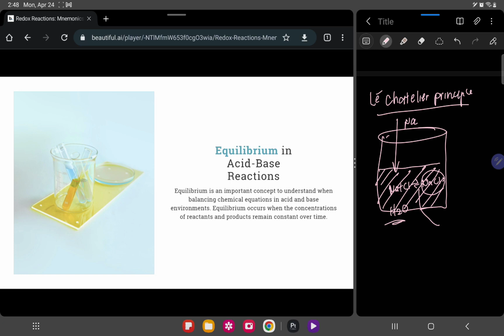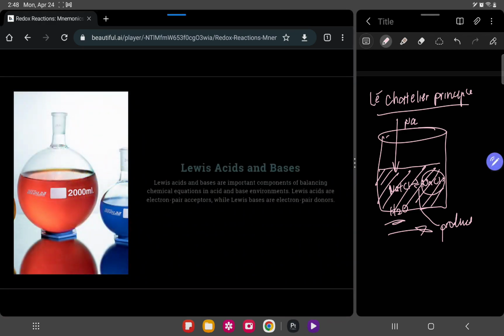So, for it to balance the equation, we have to shift the stress to the left, or to the reactant side, to our product side. More discussion of Le Chatelier's principle will be in another topic.